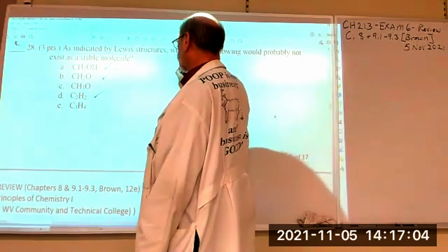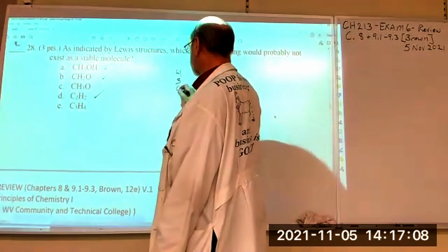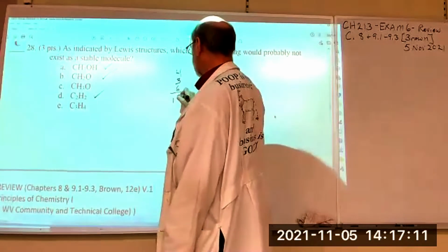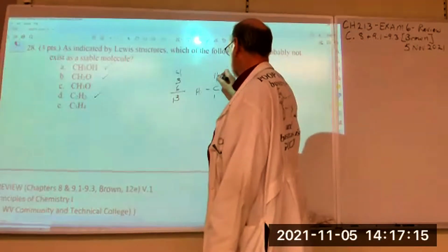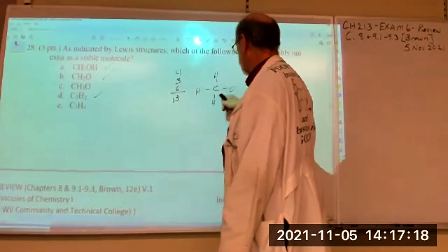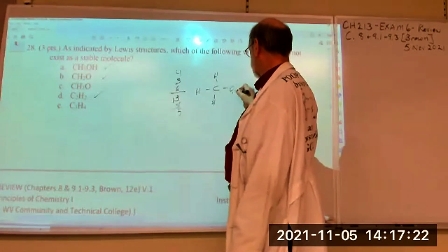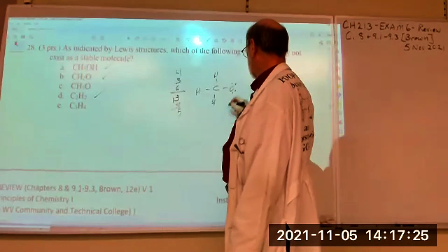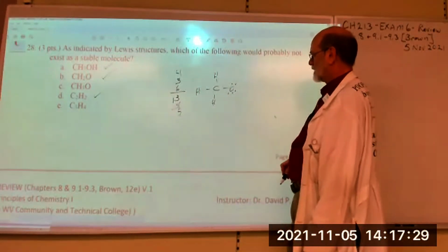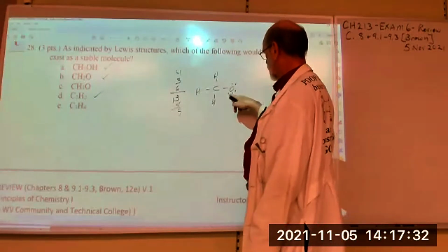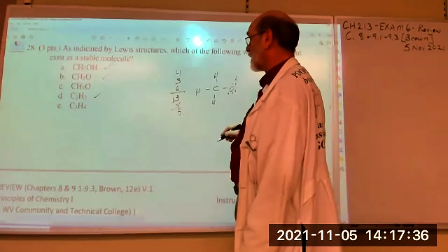So carbon is 4, then 1 each for the 3 hydrogens, and then 6 for oxygen, which is 13. So carbon, 3 hydrogens, and an oxygen. So it's 2, 4, 6, 8, 1, 2, 3, 4, 5. That's not very stable. It's got 2, 4, 6, 7. It's got 7 electrons there, so that was not too good.